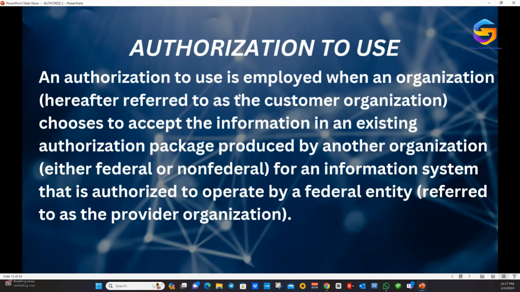An authorization to use is employed when an organization, hereafter referred to as the customer organization, chooses to accept the information in an existing authorization package produced by another organization, either federal or non-federal, for an information system that is authorized to operate by a federal entity referred to as the provider organization. So it is more of the federal system. It is more of the cloud-based. An example of this is Amazon, where you get your services from a third party. That's basically what that means.